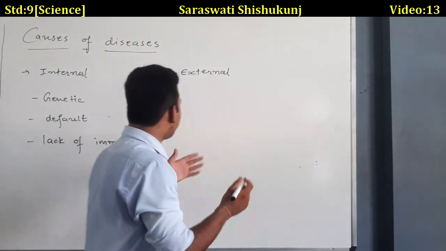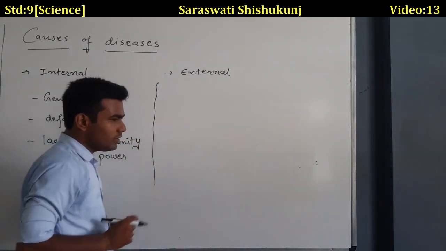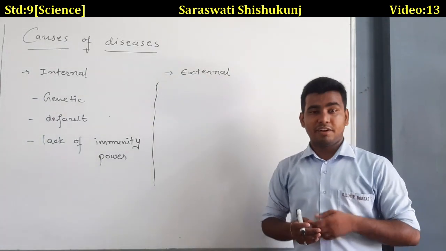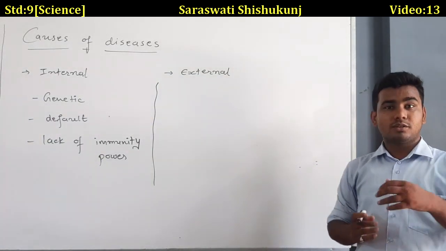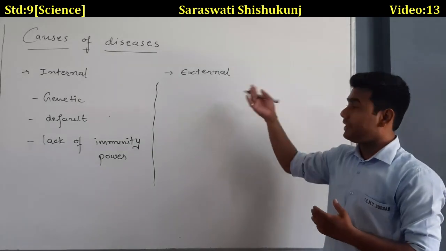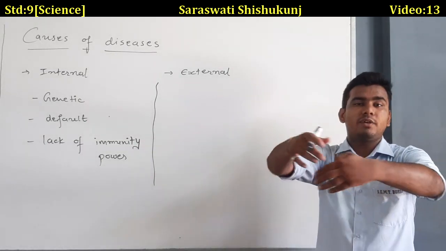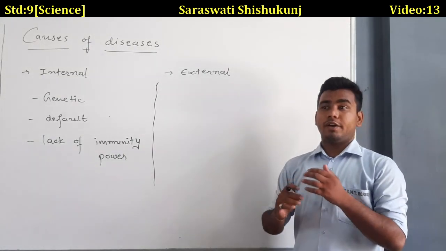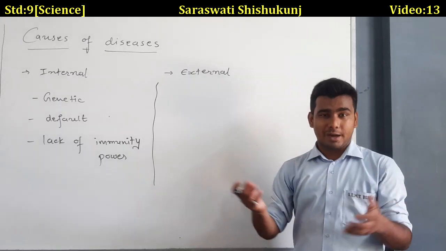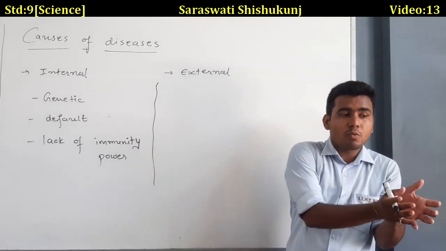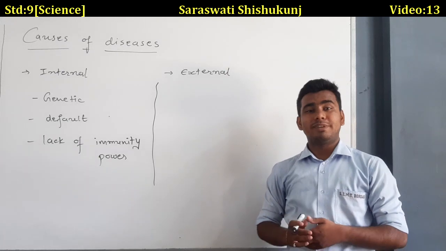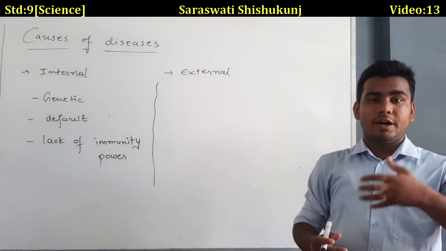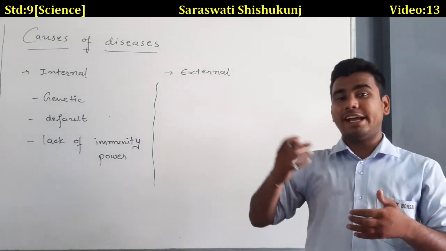Now if we talk about external causes, in external causes, simply, we will have different types of bacteria, different types of viruses, and also some protozoans. That will be the external cause. If the environment around us is not clean, it will be an external cause, right? If there is more garbage around us and more stored water, it can cause some disease like malaria, okay? So more mosquitoes and an unhealthy environment are the external causes.